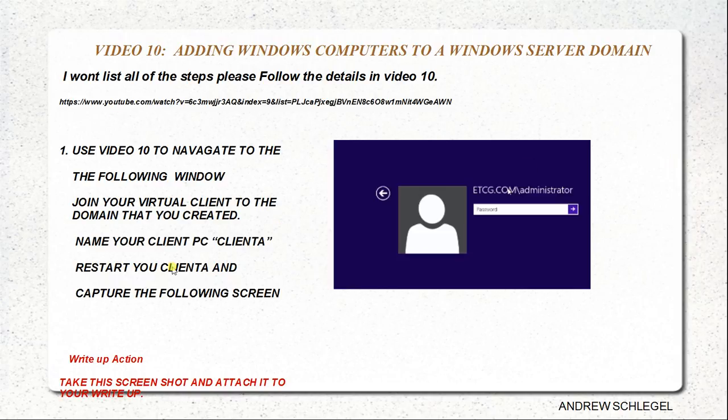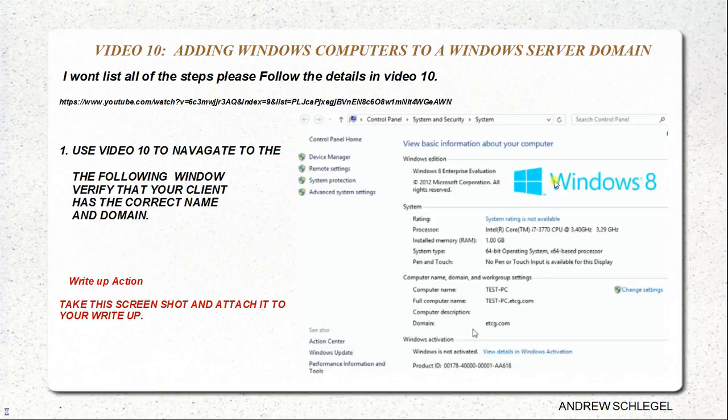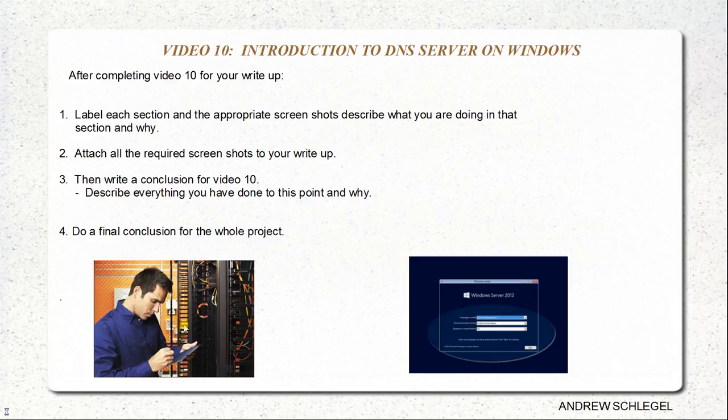Okay, then follow his steps, join your virtual client to the domain that you created, name your client PC Client A, restart your Client A, and capture the following screen right here. Then what you want to do is follow his steps and navigate here. Show me a screenshot of this window right here. Okay, that should be pretty straightforward.